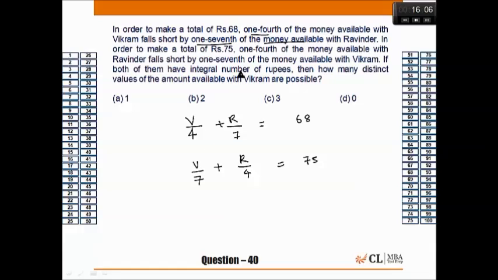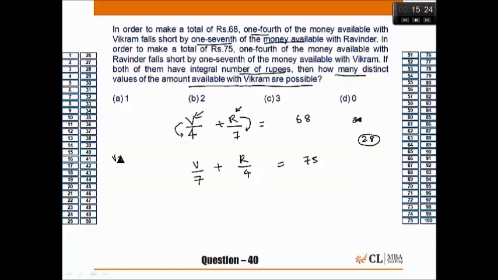If both of them are integral numbers of rupees, how many distinct values of the amount Vikram has are possible? So which means integral values of rupees, something divided by 4, something divided by 7, which essentially means that V has to be a multiple of 4 and R has to be a multiple of 7. Otherwise, it doesn't work, right? Unless they are 28. It has to be a multiple of 7 and 4. Otherwise, how will it be an integer? Because this is 7 and that is 4. Both have to be multiples of 4 and 7, so both have to be multiples of 28.